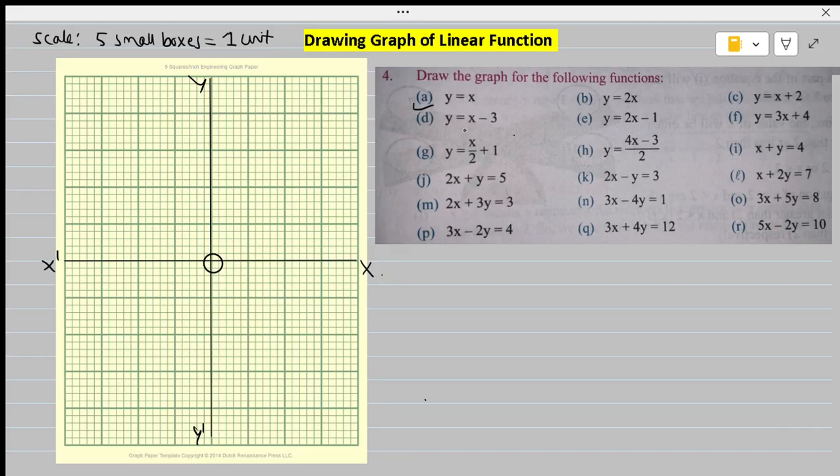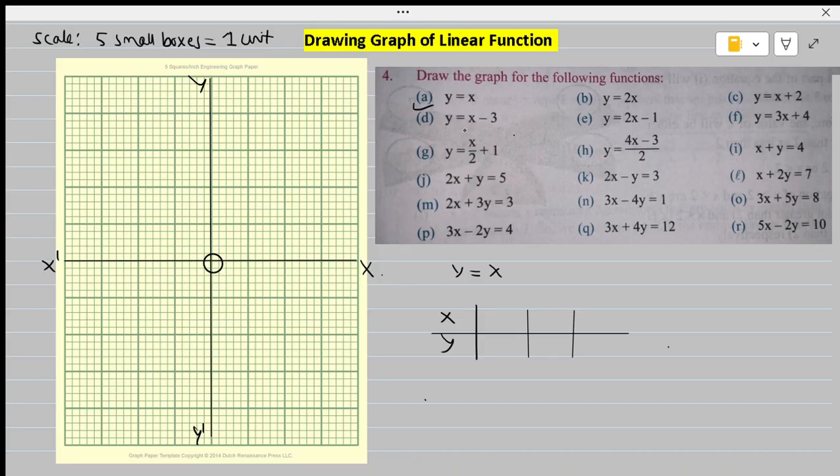So the thing is, for y equal to x, whichever point you take, their x and y should be equal. So you have to draw the table for y equal to x. So let's make the table. At least 3 points or 2 points we may take.